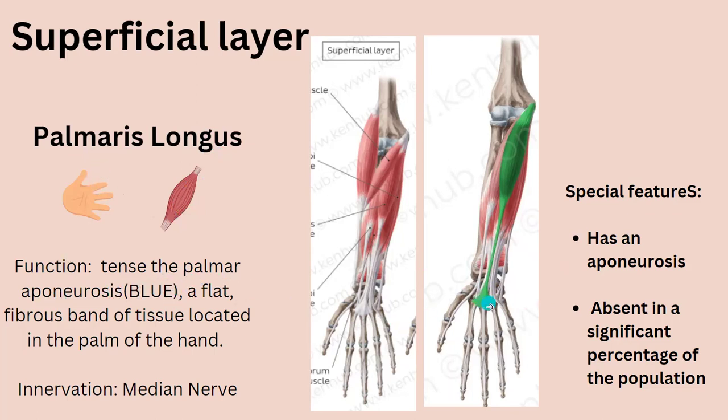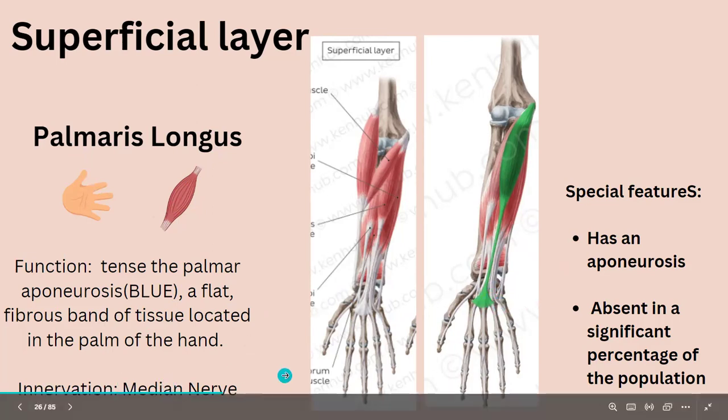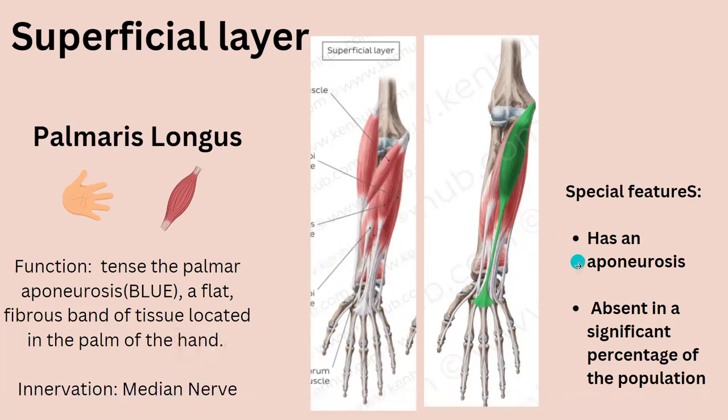I've missed putting a blue part here, but just so you guys know, this is the aponeurosis. It's a flat fibrous band of tissue located in the palm of the hand. And again, it's innervated by the median nerve. So you guys are trying to catch on to the pattern of the median nerve. So far, we discussed 3 muscles, and all of them are supplied by the median nerve.